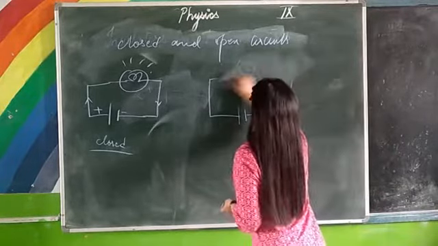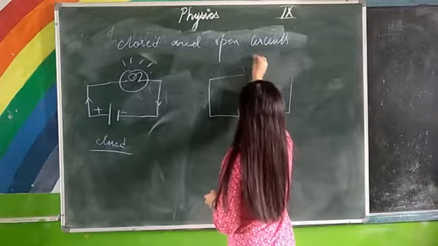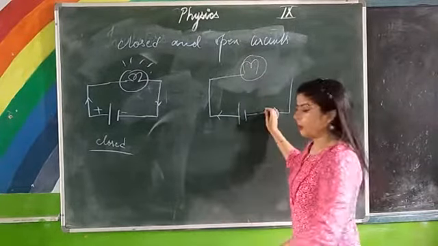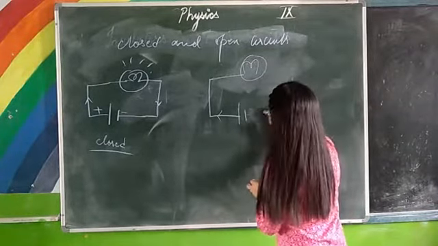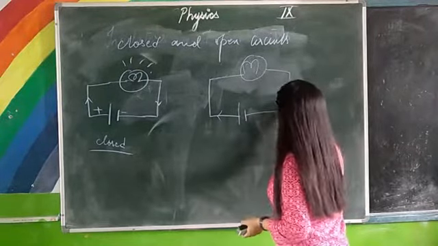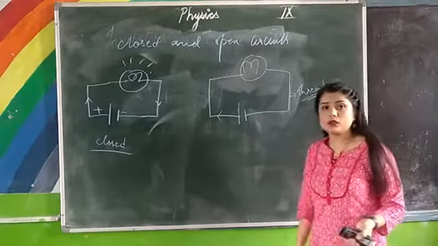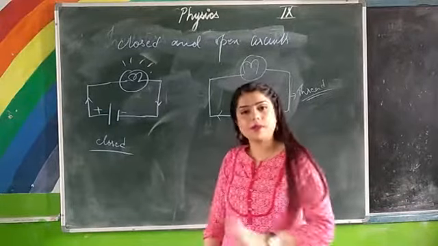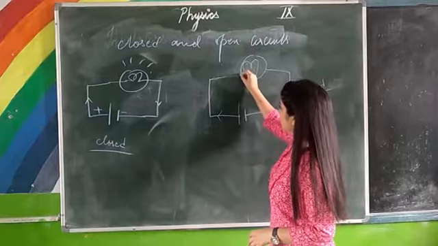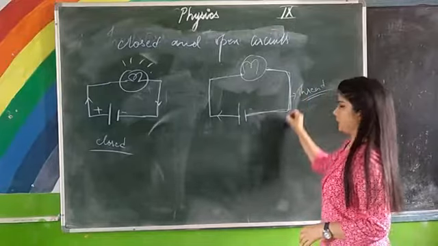Now suppose we have another circuit and here we have connected a bulb. The current flows from positive, but here, instead of a conductor, we connect a thread. Now a thread is an insulator. What happens inside an insulator? Current will not be able to flow. Current will flow up to this point, but from this point it cannot flow because this part is a thread.